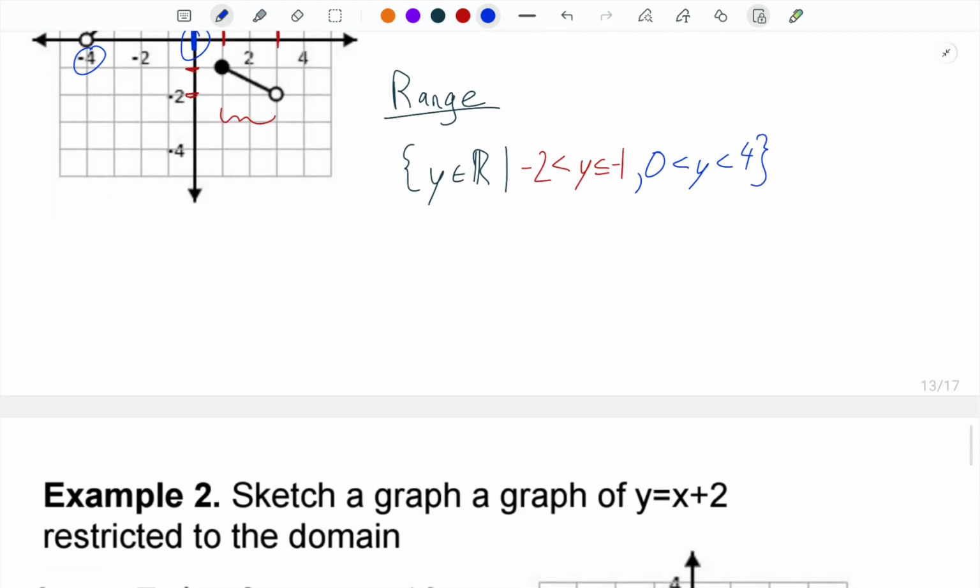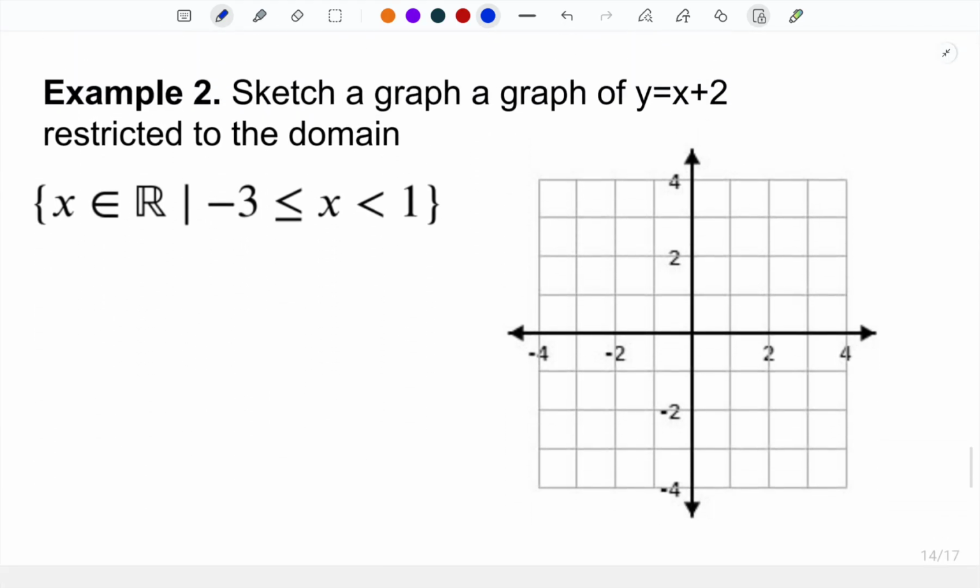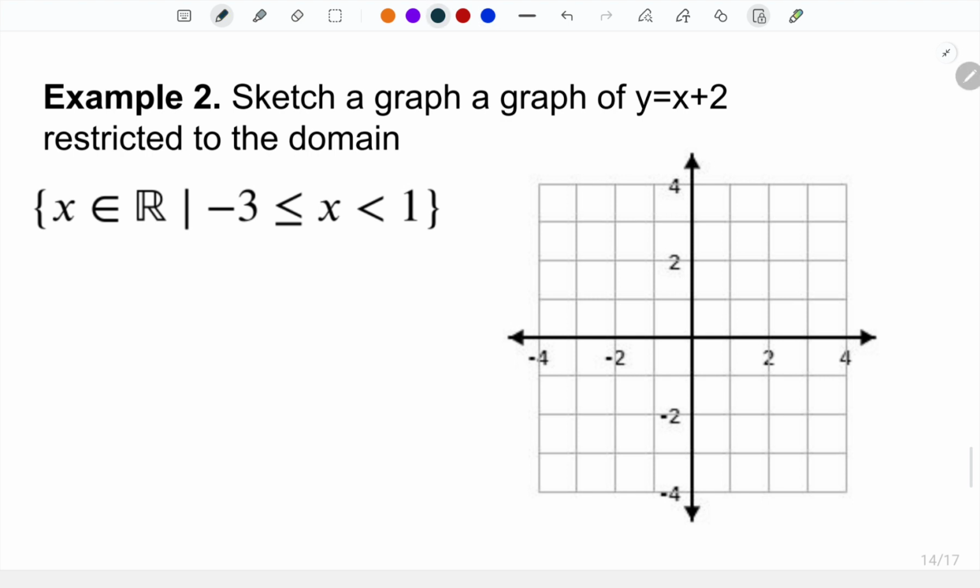All right, and let's continue. So just this last one, we want to sketch a graph of y equal to x plus 2, but then we want to restrict it to the domain. So sometimes we might have a function that could theoretically go on forever and ever, but depending on the actual situation, it might not make sense for it to continue forever. So sometimes we can restrict the domain.